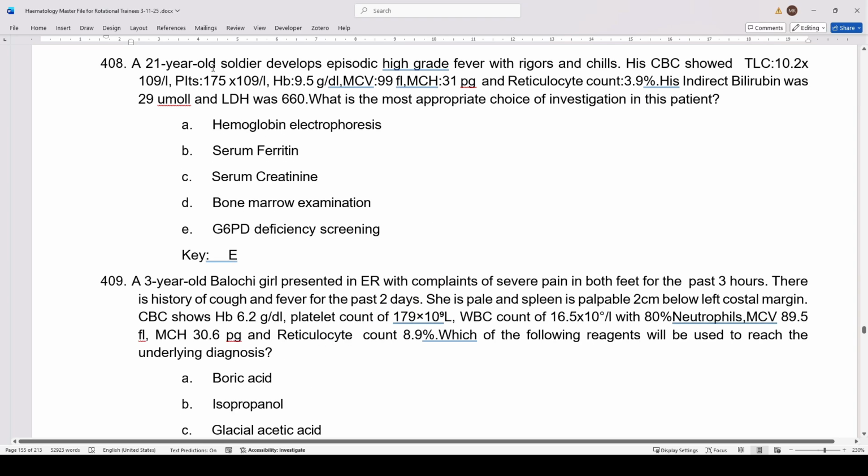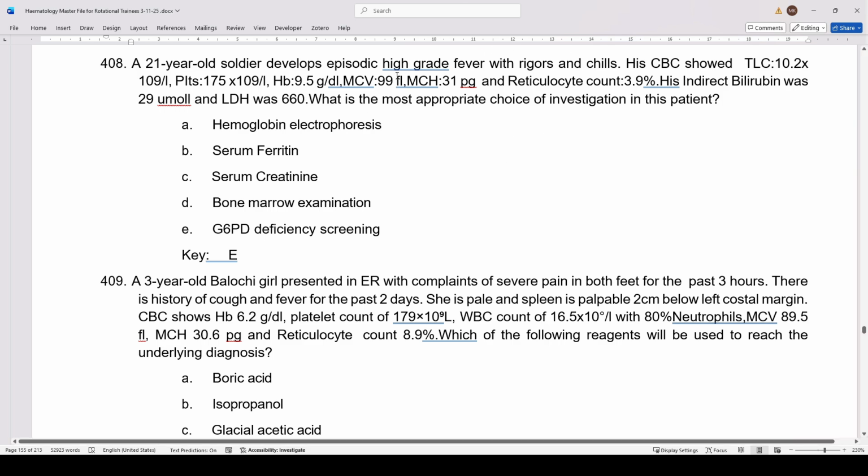A 21 years old soldier develops episodic high grade fever with rigors and chills. His CBC showed TLC of 10, platelets 175, hemoglobin 9.5. MCV is 99 and MCH 31. Reticulocyte count is 3.9. It is increased. Indirect bilirubin is raised and LDH is raised, which are the markers for hemolysis. What is the appropriate choice of investigation in this patient?